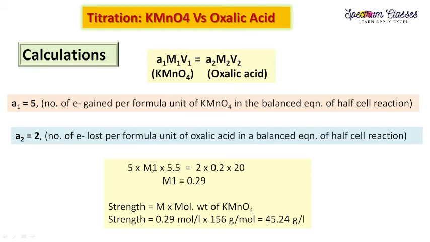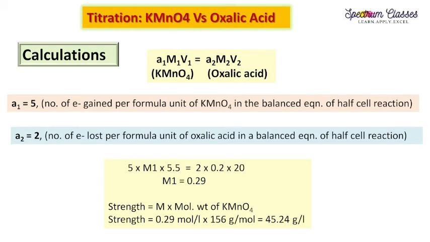Here you can see M1 is the molarity of KMnO4, and 5.5 is the volume we measured from the burette. Here 2 is the number of electrons involved in the oxalic acid reaction, and 0.2 is the molarity of the oxalic acid. Here 20 is the volume of oxalic acid which we have taken in the conical flask. On solving this equation, we get M1 equal to 0.29.